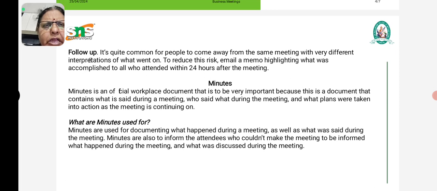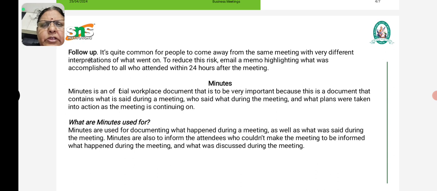Follow up. It's quite common for people to come away from the same meeting with very different interpretations of what went on. To reduce this risk, email a memo highlighting what was accomplished to all who attended within 24 hours after the meeting. So a follow-up of the meeting should be done.